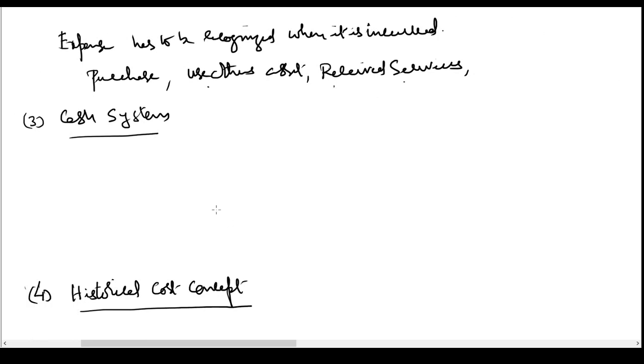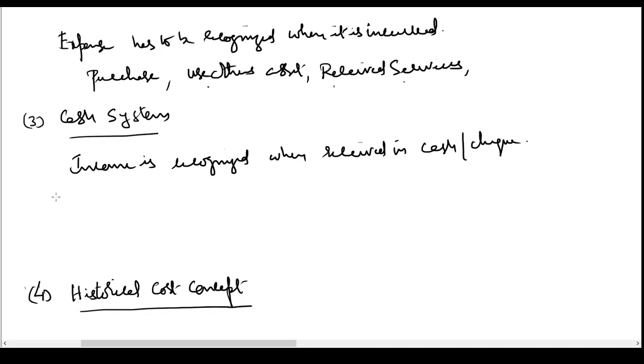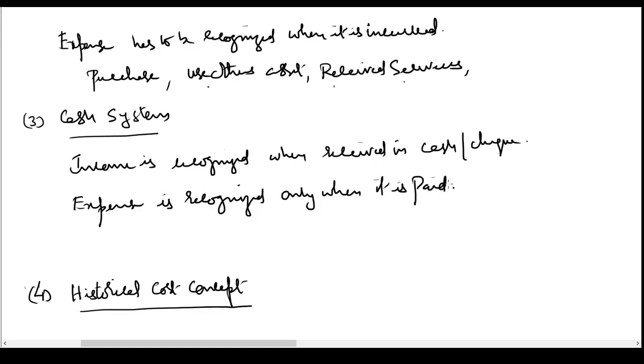Now, what is cash system of accounting? It is exactly opposite of a mercantile system. Income is recognized when received in cash, or let us say check. And similarly, expense is recognized only when it is paid. That means only when you pay the cash, you are going to show the expense in your books of account. Only when you receive the money, you are going to show the income in your books of account.